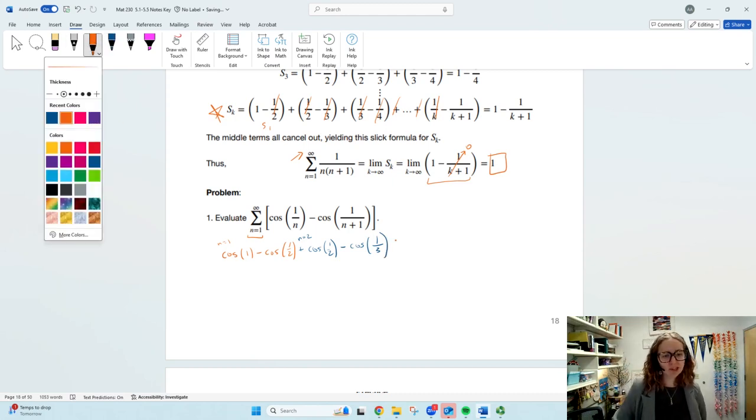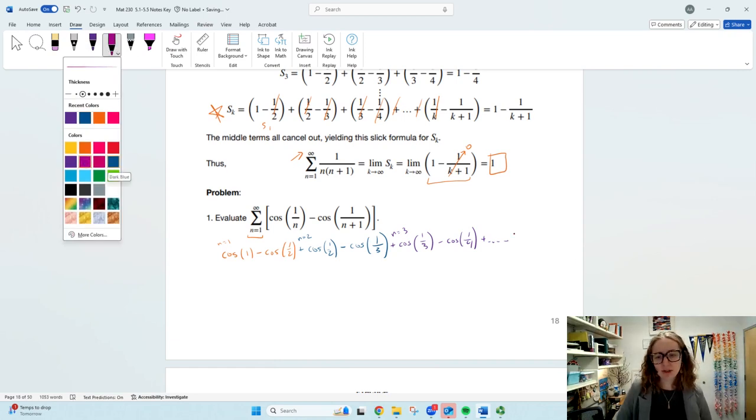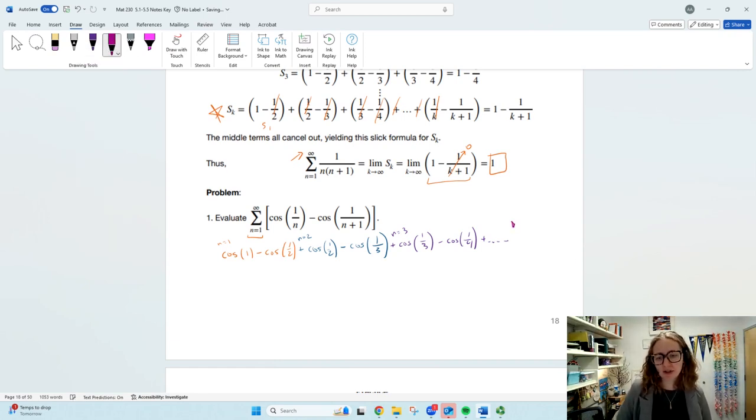And hopefully we've already started to see a pattern emerge right here, but I'm just going to do the third one for fun. I'll have cosine of 1/3 and then minus cosine of 1/4, and then I'm going to skip a few, and I'm going to go out to my kth term. So I'm going to say n is equal to k. This will be my kth partial sum. So I'll have cosine of 1 over k minus cosine of 1 over k plus 1.